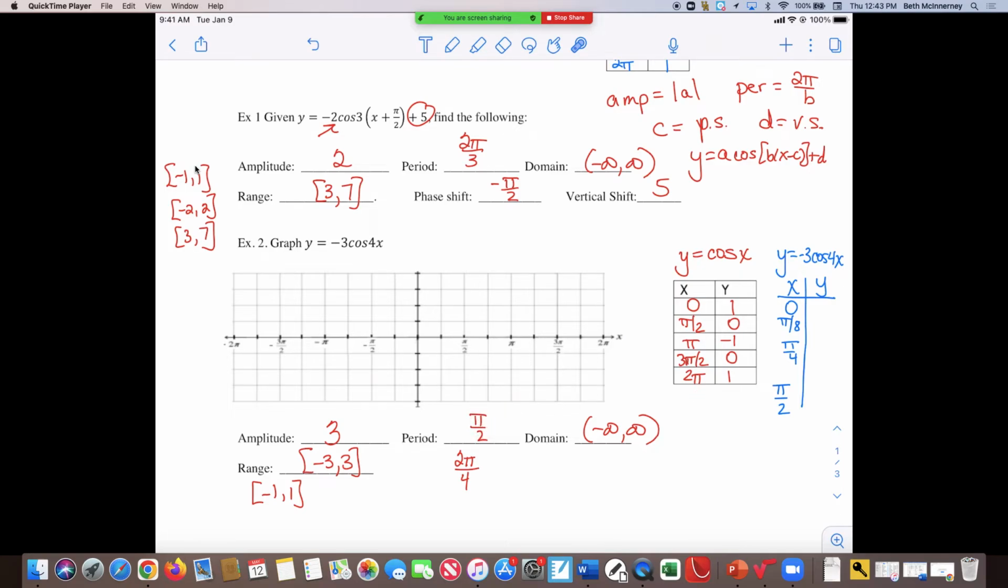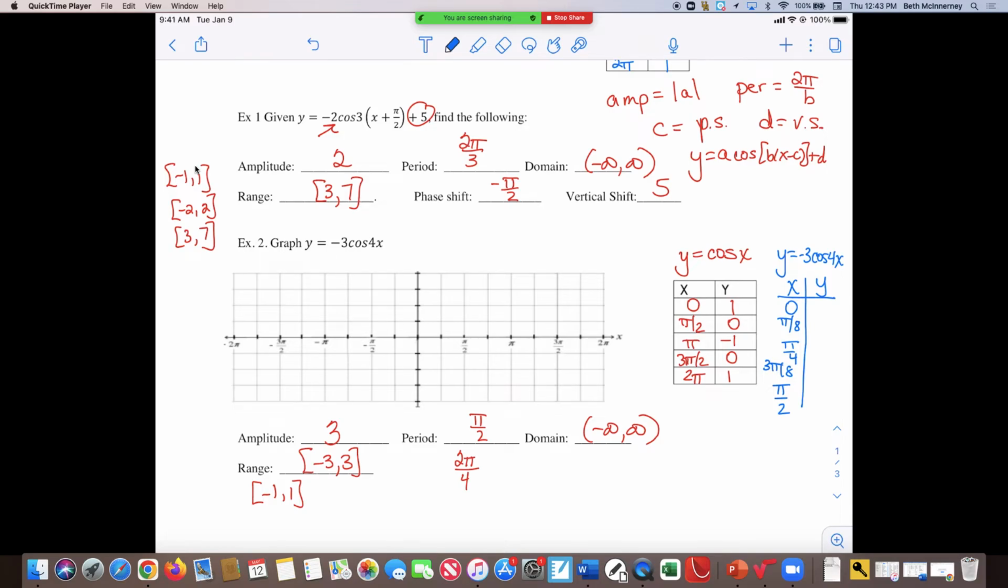Okay? Now, do you understand that once you get 0 to pi over 8, this means that each distance on the x-axis is pi over 8. So this is pi over 8, that's 2 pi over 8. Stop and think. 2 pi over 8 reduces to pi over 4. Then what's this one? 3 pi over 8, okay? And then 4 pi over 8 would reduce to pi over 2.